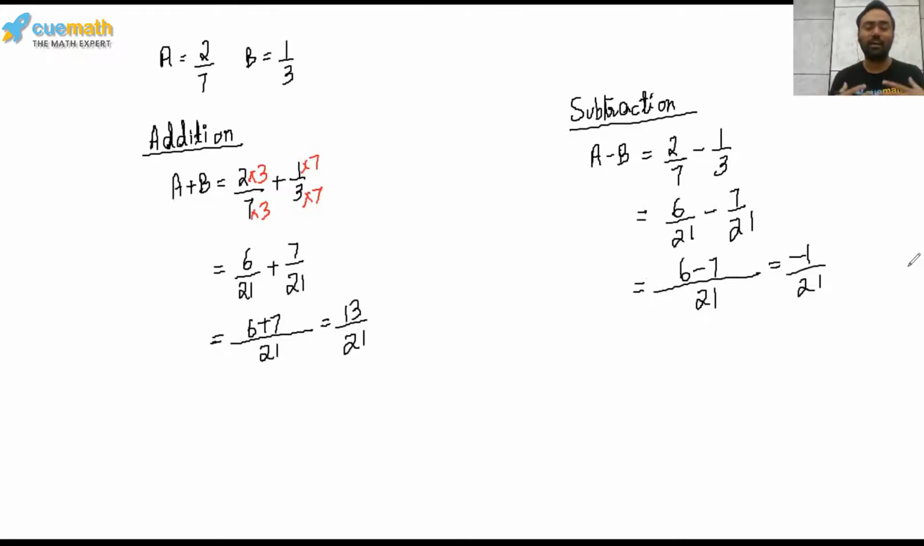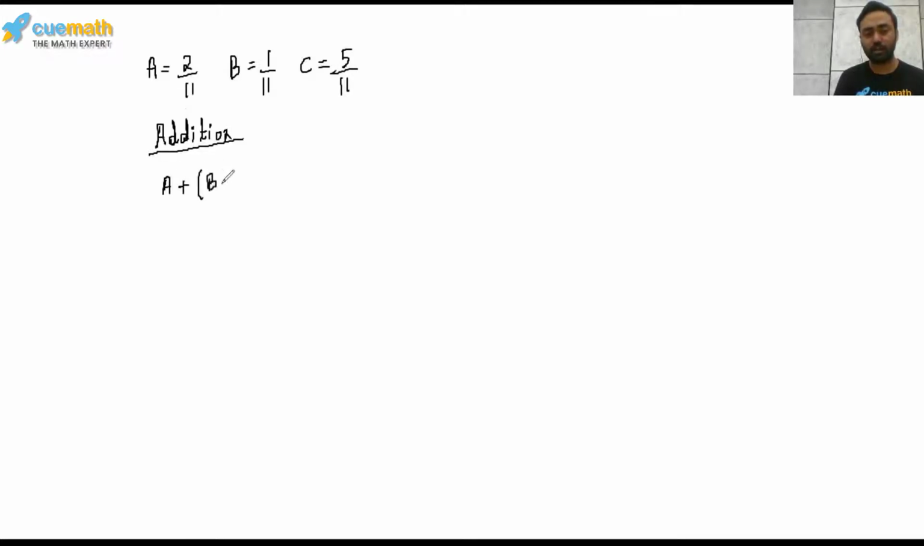Let's now check if the addition and subtraction of rational numbers both are associative or not. Now to check for this property, let's take a few rational numbers as an example. So a would be 2 over 11, b is 1 over 11, and c is 5 over 11. Now let's check for the addition part first. To verify the associative property, we'll first find the value of the expression a plus in brackets b plus c.